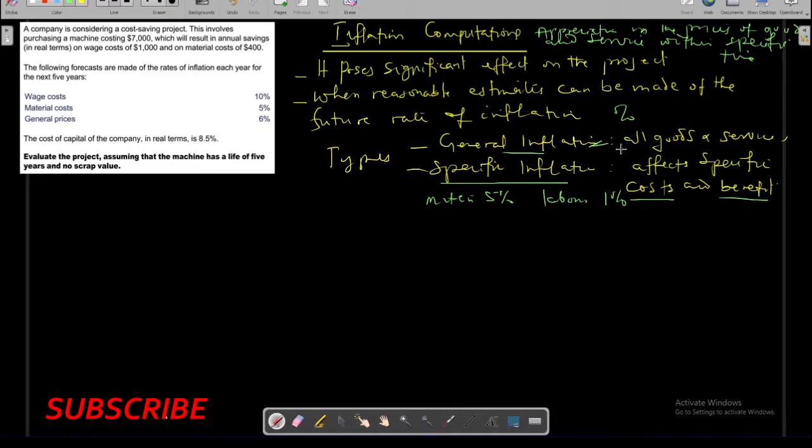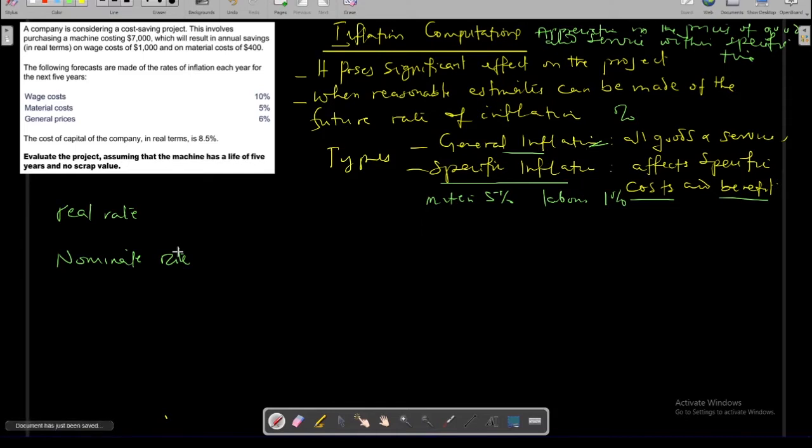Now, how do you calculate inflation rate? Now, the next thing that we have to look at is what is called the real rate and the nominal rate. The real rate of inflation and the nominal rate. And when we say the real rate, what do we mean? And when we say the nominal rate, what do we mean? Now, the nominal rate, also called the money cost, makes allowances for inflation.